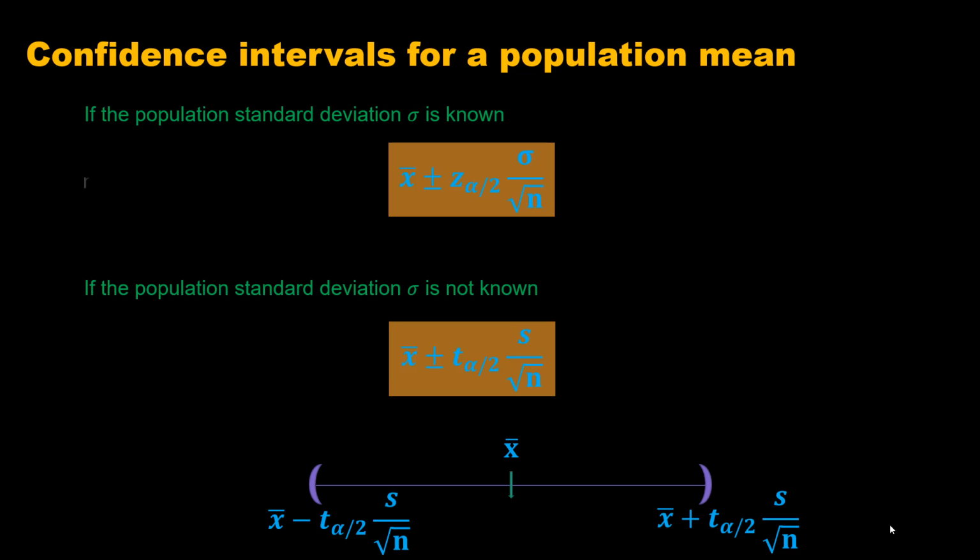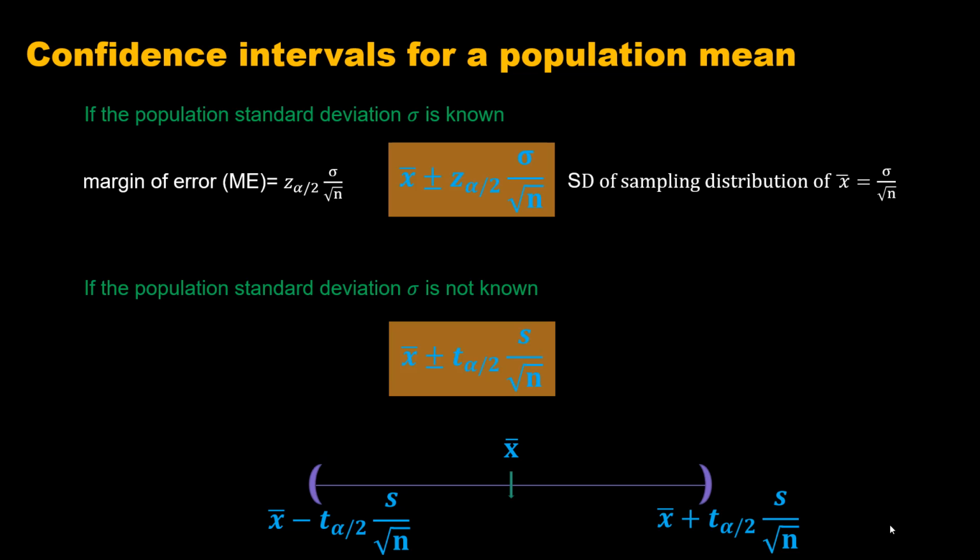Alright, do you remember we discussed margin of error? Yes, it is z alpha over 2 sigma over root n when sigma is known. Then what is the sigma over root n? It is the standard deviation of the sampling distribution of x bar. Can we talk about these two in the current situation?